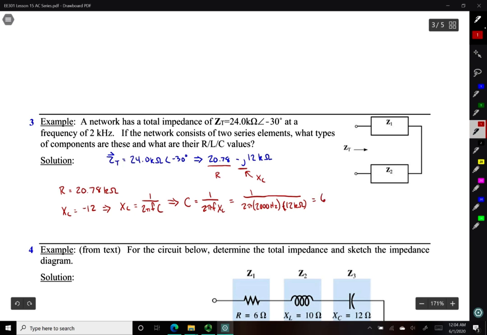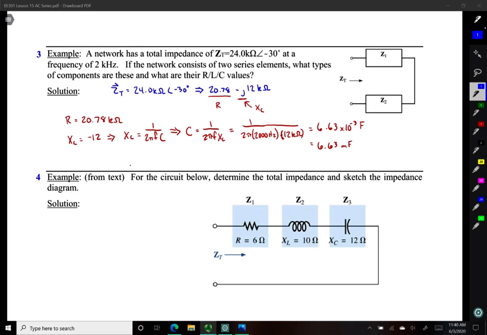Plug that into the calculator, and we will get 6.63 times 10 to the negative 3 farads, which is equal to 6.63 millifarads. So we'll go ahead and do one more example.